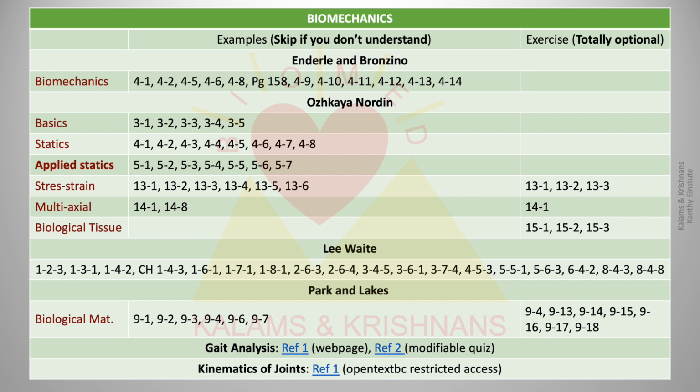In addition to that, there are some concepts at the intersection between biomechanics and biomaterials. And these are so important that questions from these concepts show up again and again. And importantly, specifically take a look at the 9th chapter on biological materials. In addition to these topics, there are also gait analysis and kinematics of joints that are there in the syllabus. I have provided web links where these subjects are very helpful.